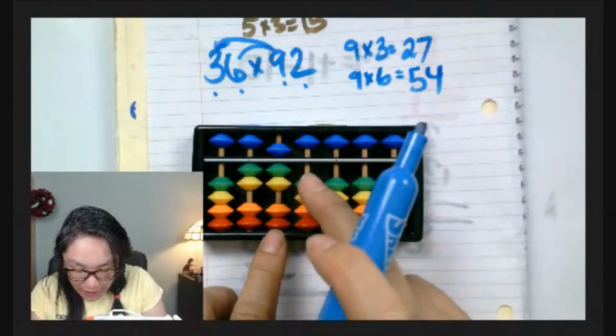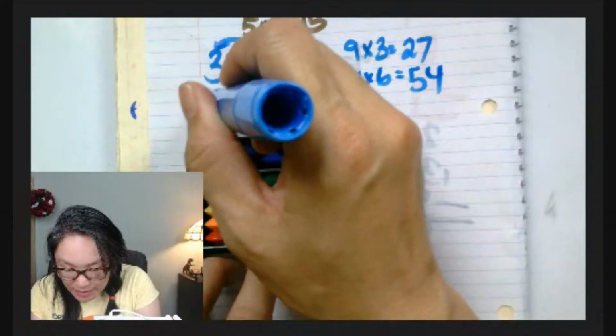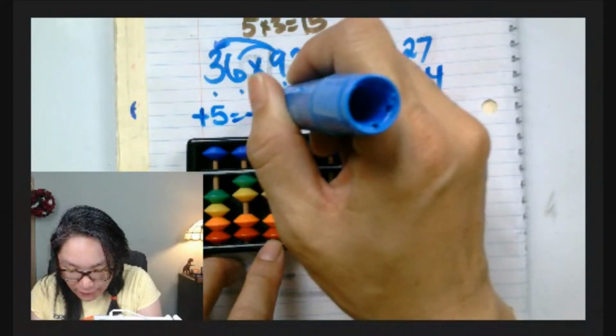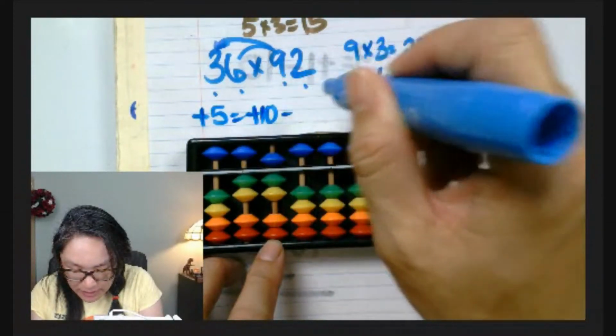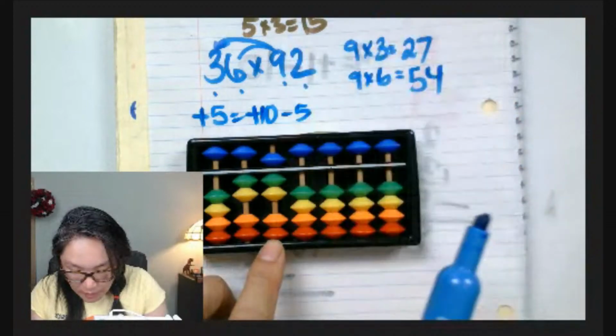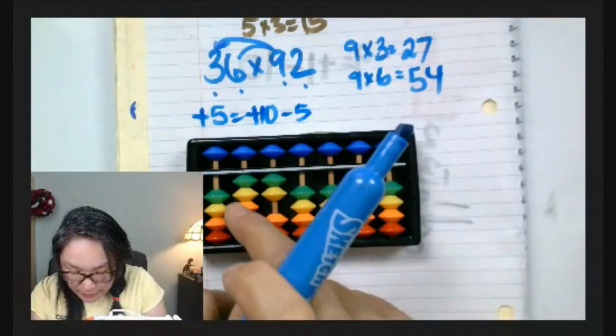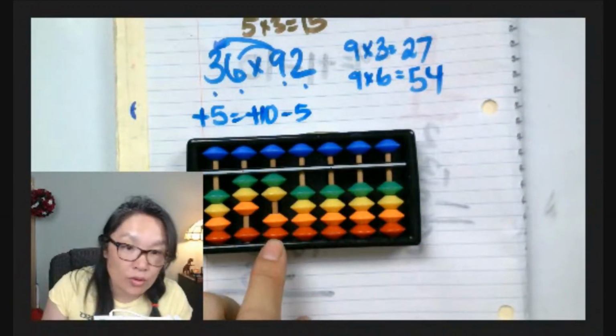I want to add my 5. I want to add 4. I don't have enough beads to add the 5. What do I do? Plus the 5 is equal to plus the 10 minus the 5. So I'm going to minus the 5 and plus the 10. This is why you need to know your addition first.